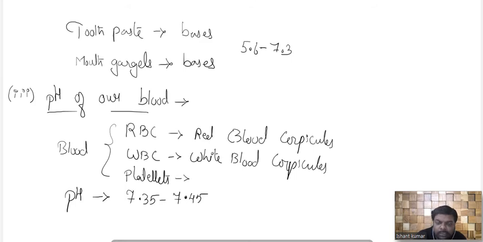If the basicity or the acidity of our blood increases, it means there must be something wrong with our health, and these things are tested during blood tests. Generally the pathologists test the amount of carbon dioxide or carbonate present in our blood, and according to that they predict the pH of our blood.